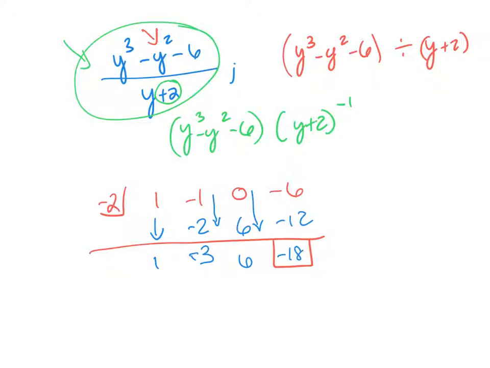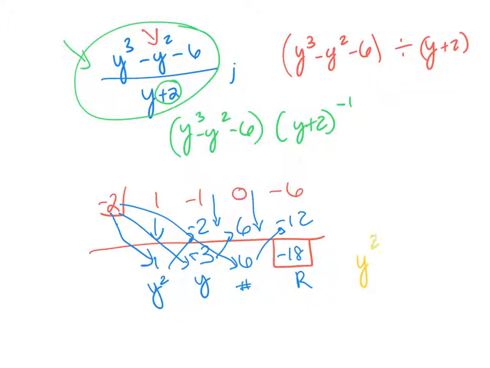Wait, why is it negative 2? The answer is going to be, this is going to be the number, this is going to be the plain y, and this is going to be the y squared. And this is going to be the remainder. So your answer is going to be y squared minus 3y plus 6 plus negative 18 over y plus 2.